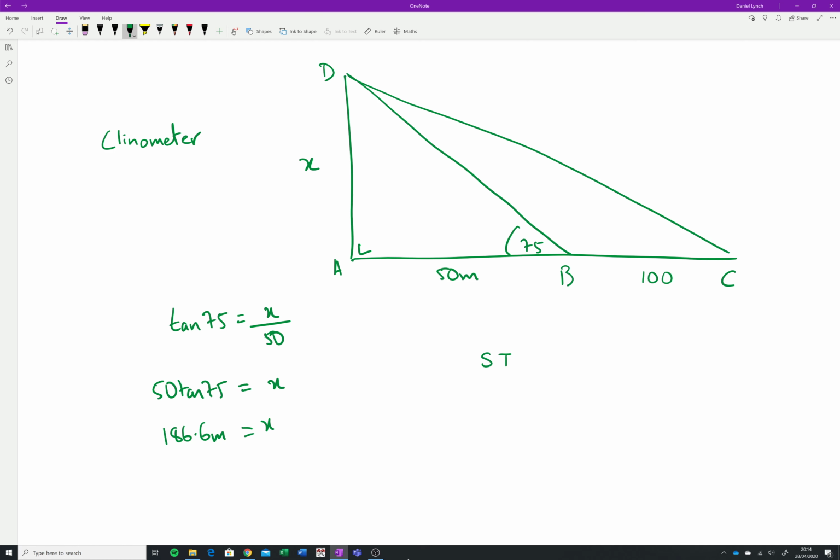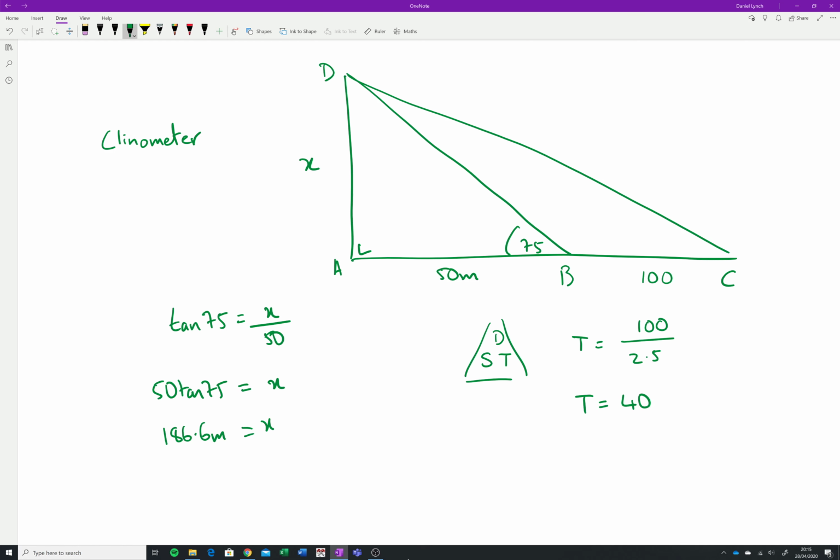Let's get our fantastic triangle. And it's asking about time. Time is therefore equal to distance, which is 100 meters, that's what he's gone, divided by his speed, which is 2.5. So 100 divided by 2.5 is 40.